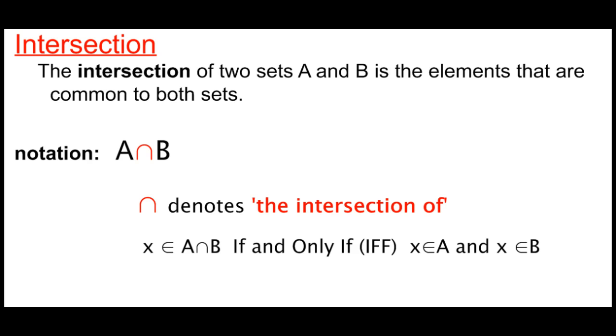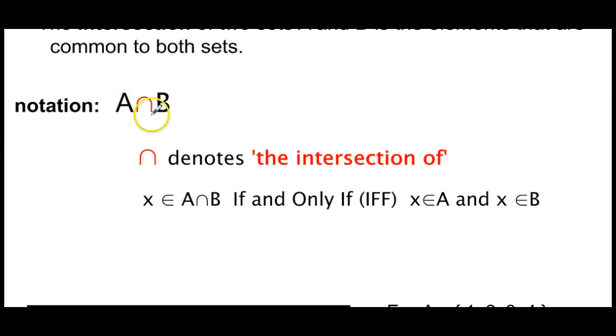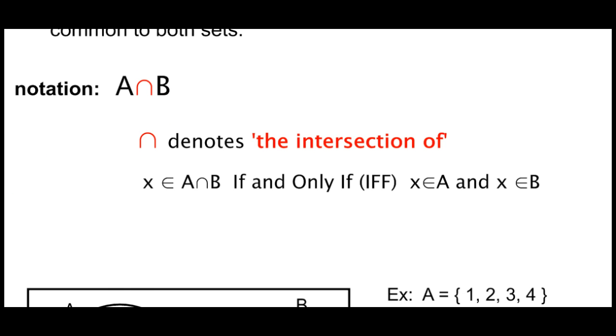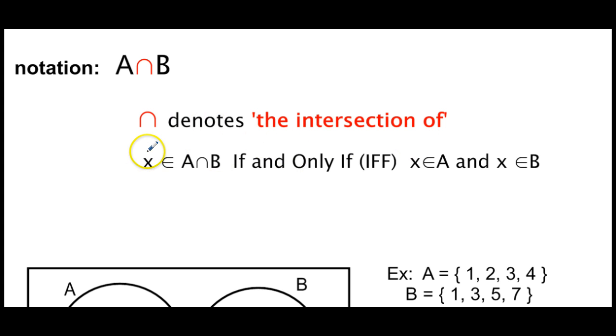Alright, so let's talk about what intersection actually means. The intersection of two sets A and B is the elements that are both or common to both sets. The notation for that would be an upside down U, and this denotes the intersection of. A formal set notation would be: X is an element of A intersect B if and only if X is an element of A and X is an element of B.